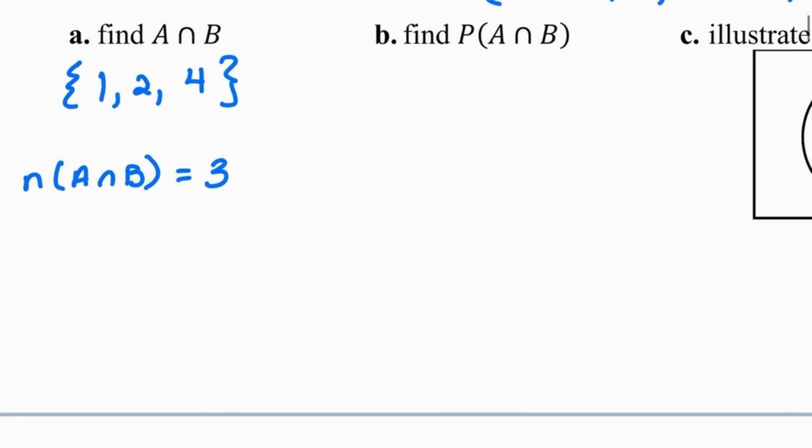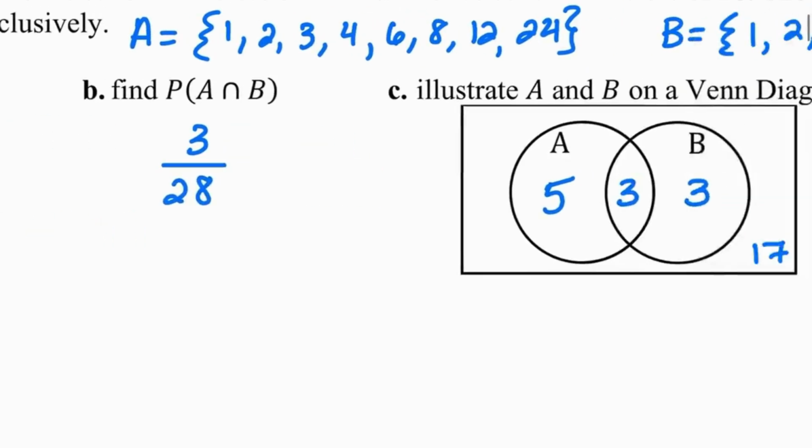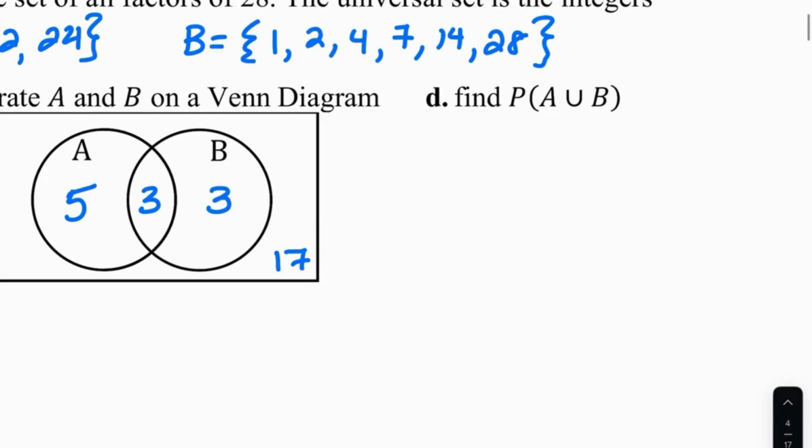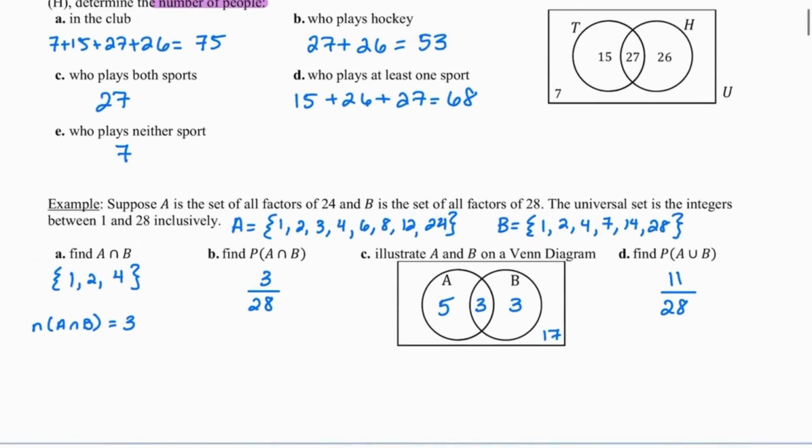So how does knowing the number of things inside help? Well, the probability of getting a number at random that's in A and B is 3 out of the total 28 numbers. What's the probability of getting A or B? Well, if you look at the Venn diagram and add up all the numbers inside the circles, that's 11 numbers that are in A or in B out of the 28 total numbers. So those are two different ways that we can do Venn diagrams. We can ask you for the number, or we can ask you for the probability. So let's practice some more probability.